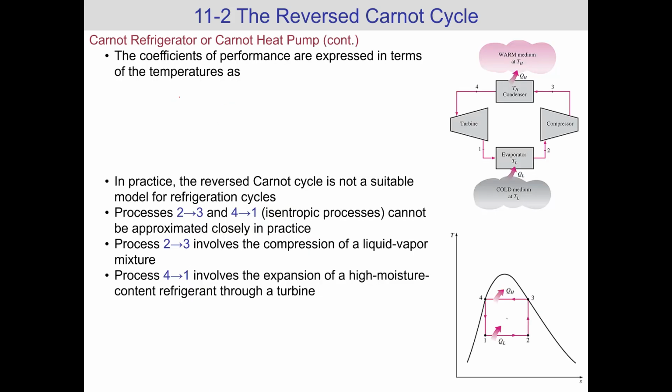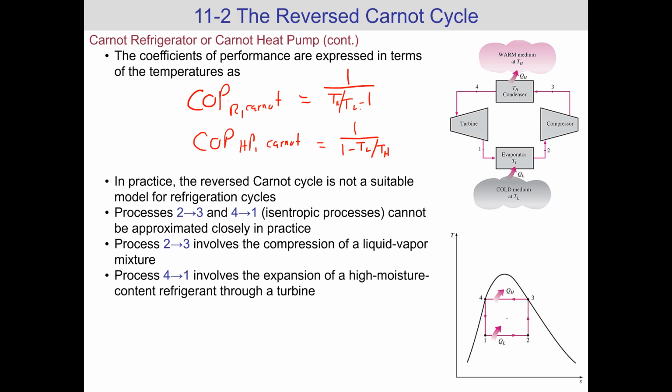And just like the Carnot efficiency of a heat engine can be expressed in terms of temperature, the coefficient of performance of a Carnot refrigerator and a Carnot heat pump can also be expressed as a function of the temperatures, right? So a Carnot refrigerator would be 1 over the quantity TH over TL minus 1. And the heat pump would be 1 over the quantity 1 minus TL over TH.